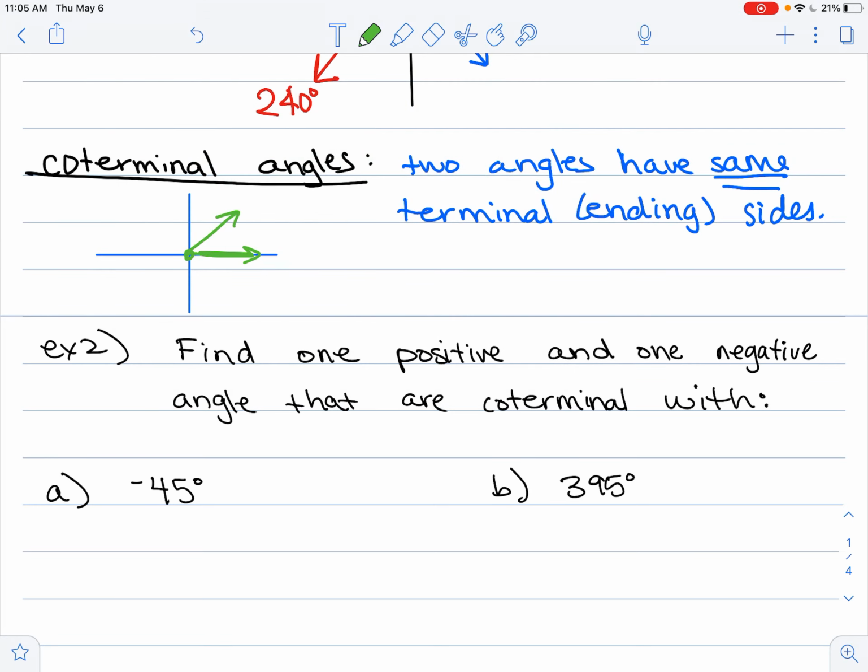I could also have an angle that also starts here, but if I went this way, it's a negative angle, and it ends right here as well. Do you see how these both end on the same ending terminal side? So these are coterminal angles. So basically, I can start at the same one here, and I can either add a circle or subtract a circle. So if I have that same angle here, I can add a full circle and get back to it, or I can subtract a full circle and get back to it.